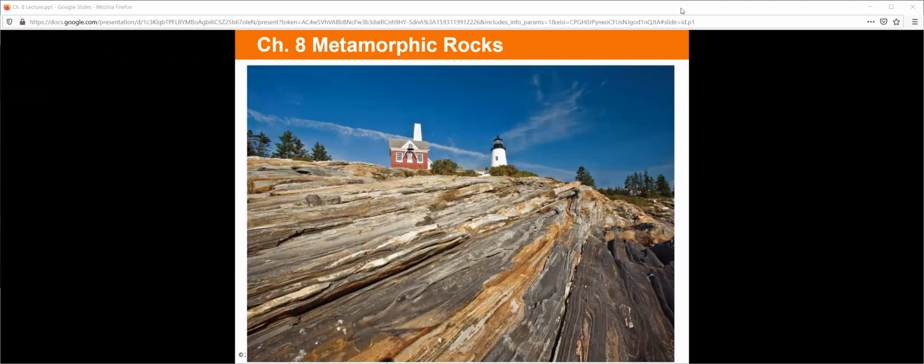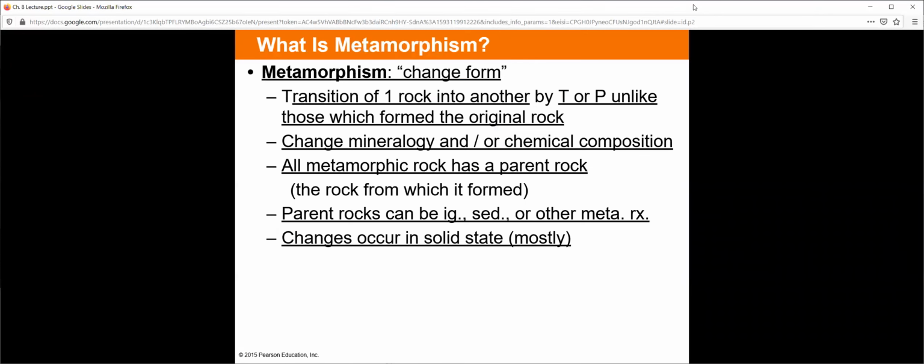Welcome to Chapter 8, Metamorphic Rocks, for Geology at Gilgit Community College. In order to talk about metamorphic rocks, we of course need to start with metamorphism.